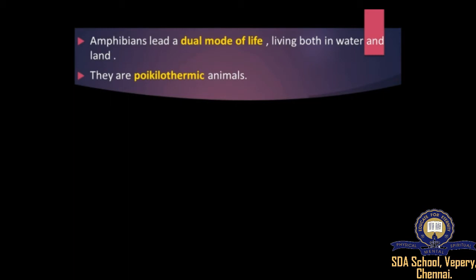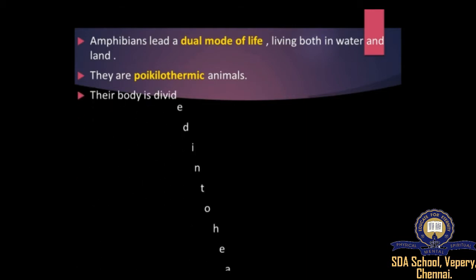They are poikilothermic animals. So what is poikilothermic? A poikilothermic is an animal whose internal temperature varies considerably. It is the opposite of a homeotherm, an animal which maintains thermal homeostasis, that is, an animal which maintains a constant body temperature.